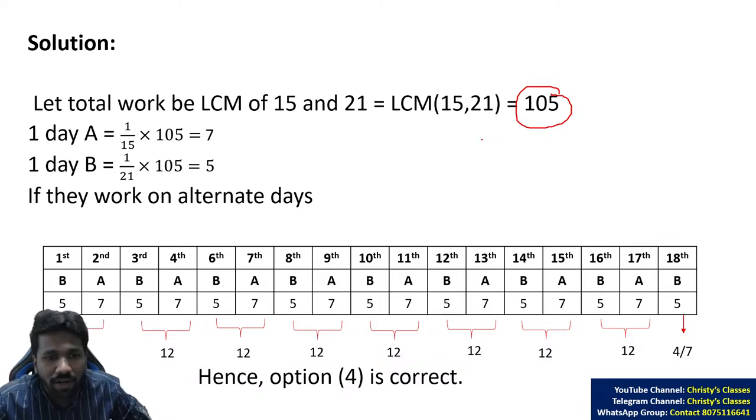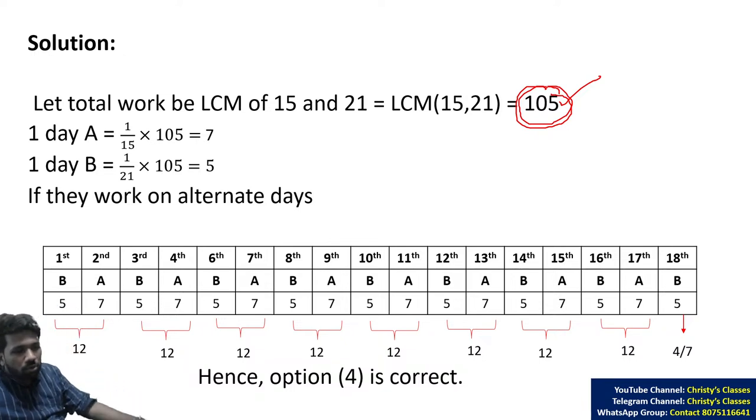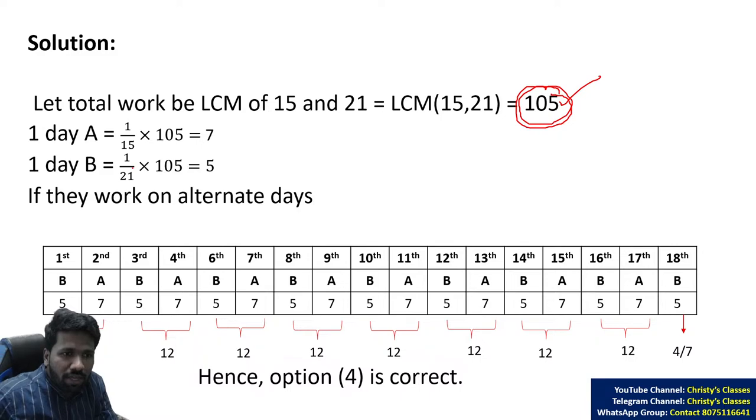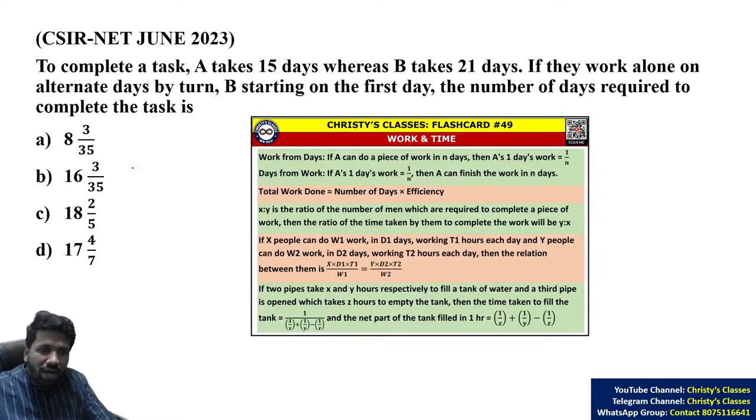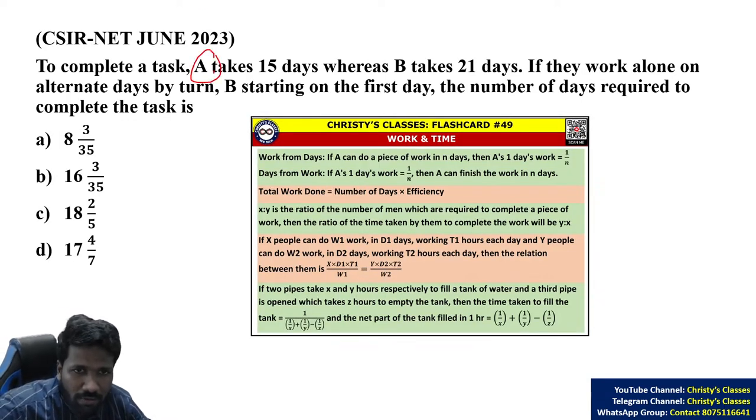I always tell, to properly understand the work and time chapter, you can use the chocolate example or the pizza example. Total work, assume it as eating chocolates. So 105 means eating 105 chocolates is the work done by both of them. If A and B are the two people, let us calculate the one day work of each of them.